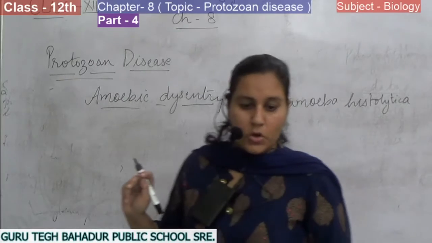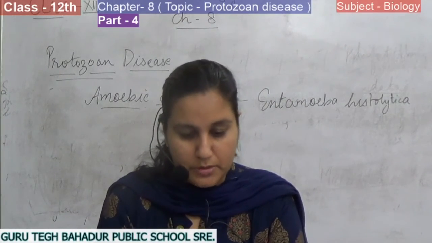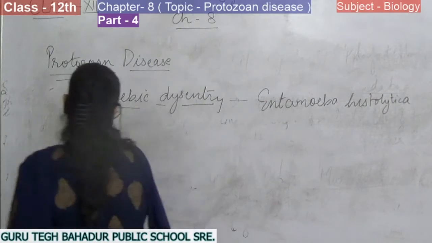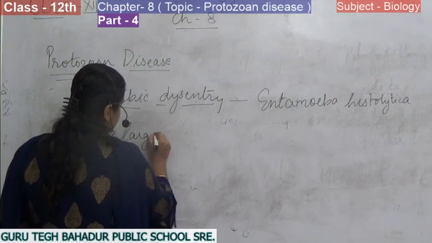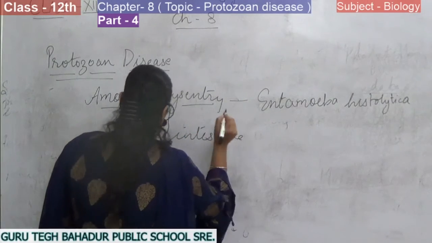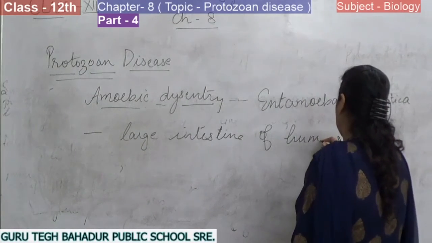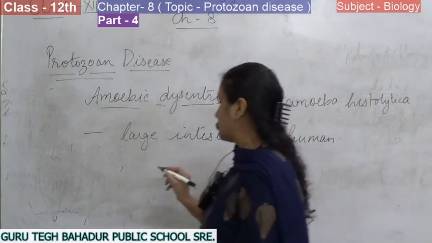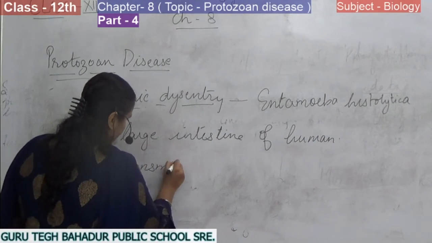Right? So this is found in the large intestine of the human being. Where is it located? It is located in the large intestine of the human being. And how is it transmitted? It is transmitted by house flies.